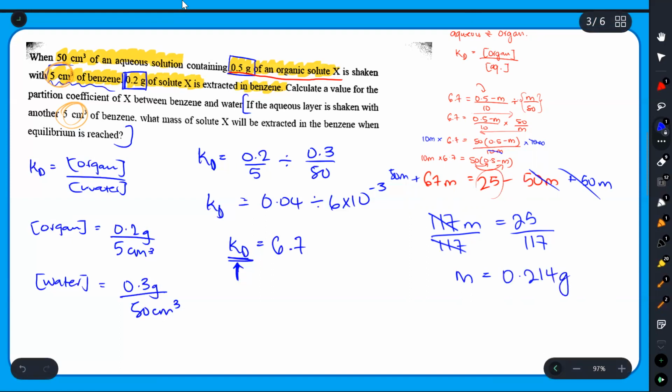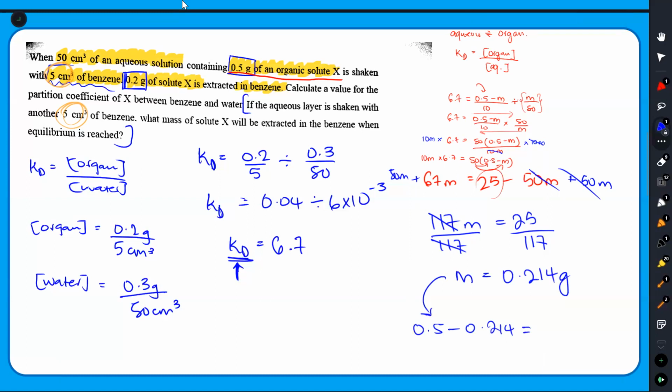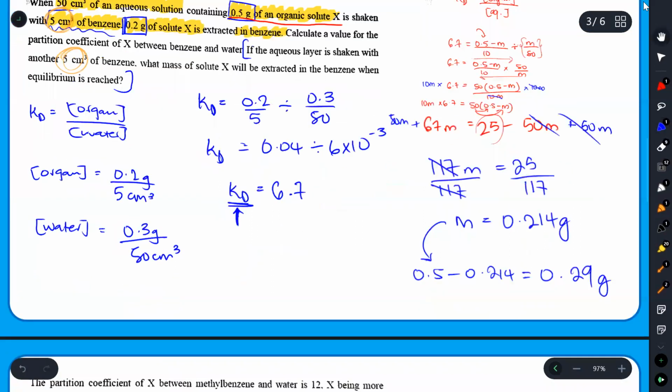0.214 grams. But they asked you what was the mass that would be extracted in the benzene layer. So we'll have to subtract this from 0.5. So 0.5 minus 0.214 is equal to 0.29 grams. You could actually work this out another way and get the same answer. But yeah, that should be it for that. So I hope this one was clear, and let's look at the other one.